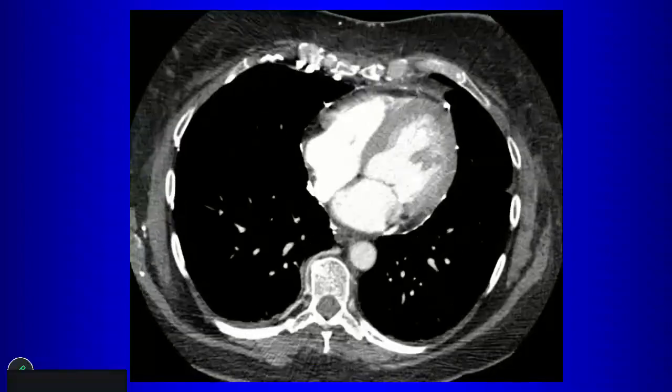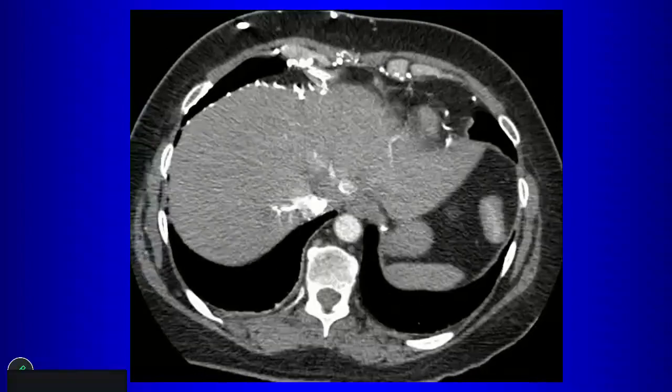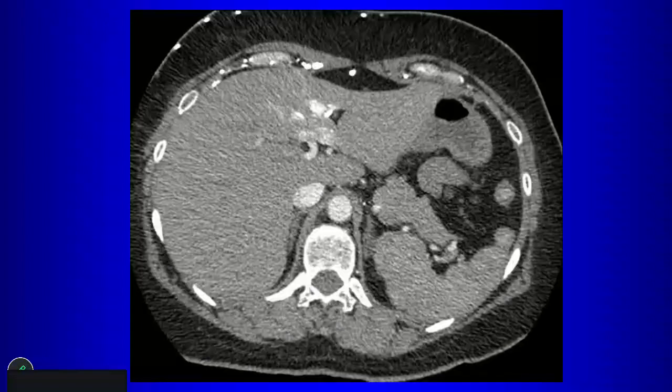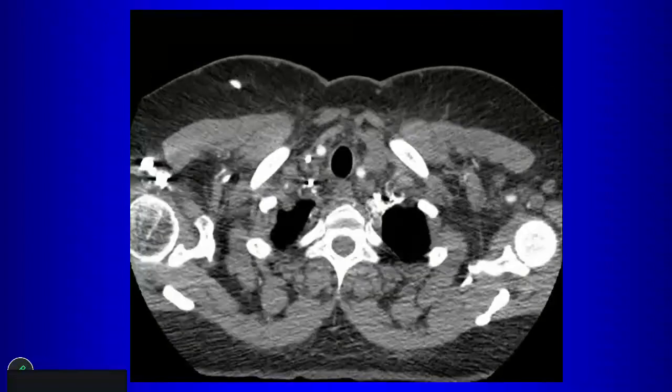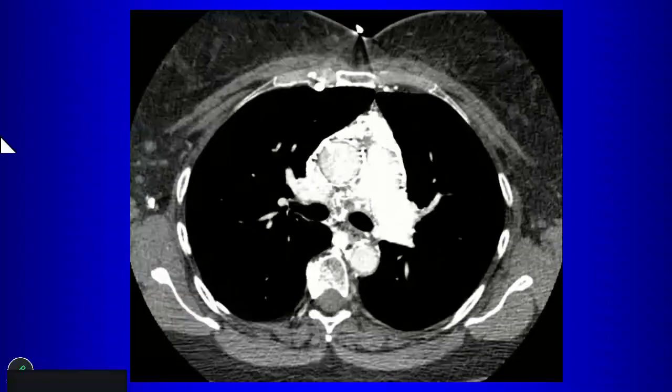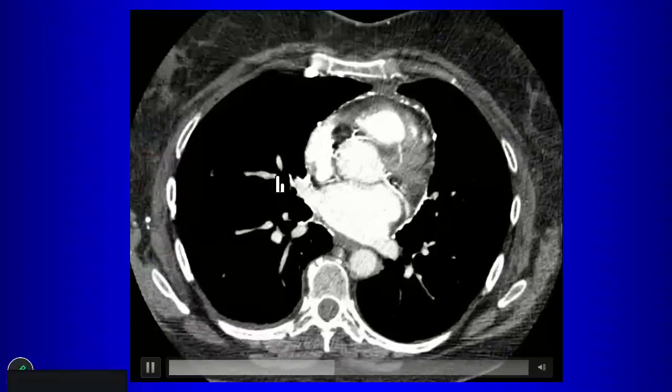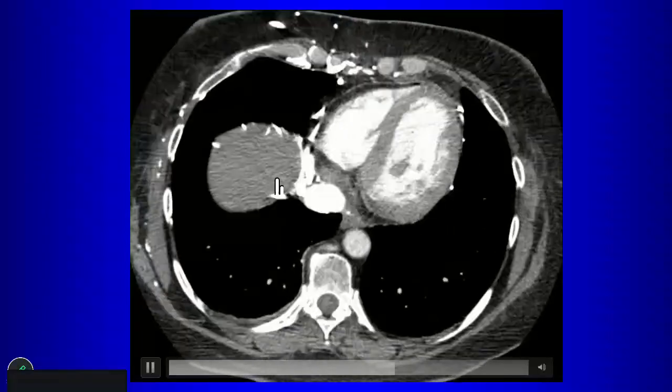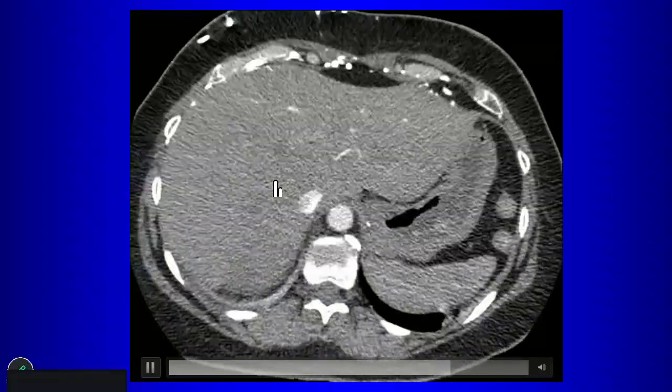There's an SVC thrombus. Yeah, so what's the cause of the SVC thrombus, you think? Is there like a central line? Yeah, so it looks like there's a catheter here, right? Thrombus is formed around the catheter. So you can see the thrombus, but what's the first thing that strikes you as you're going through the images?